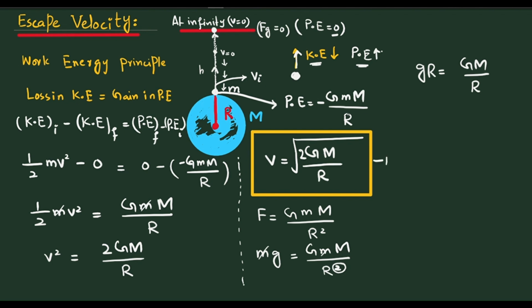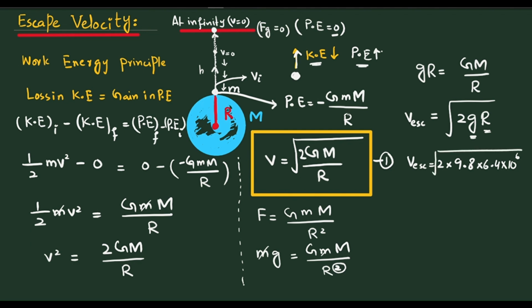If we plug these values in equation 1, our v will become the square root of 2gR. If we plug in the values of small g, which is gravitational acceleration, and capital R, which is the radius of Earth, v will become the square root of 2 multiplied by 9.8 multiplied by the radius of Earth, which is 6.4 into 10 raised to power 6. Then v will become 11.2 kilometers per second.